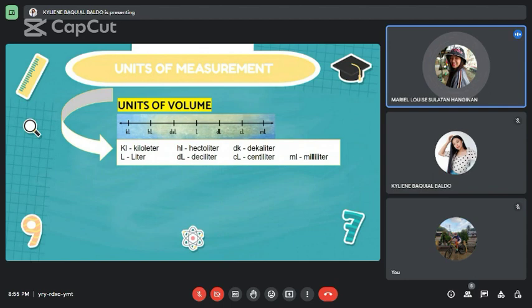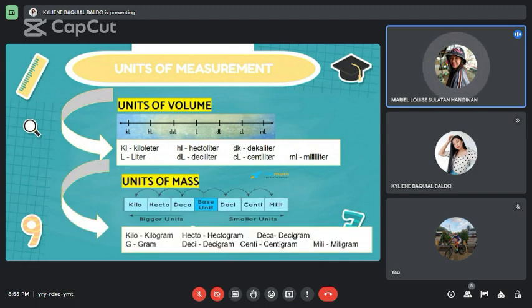So what are units of volume? There are KL, HL, DAL, L, DL, CL, and ML. And in units of mass, there are kilo, hecto, deca, deci, centi, and milli.